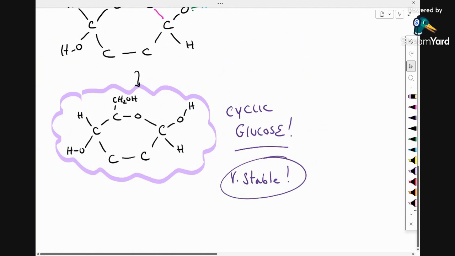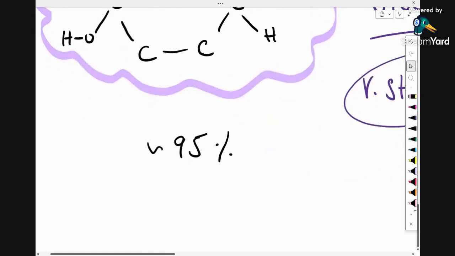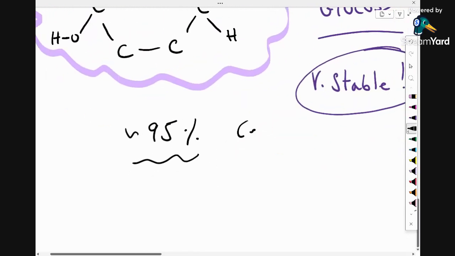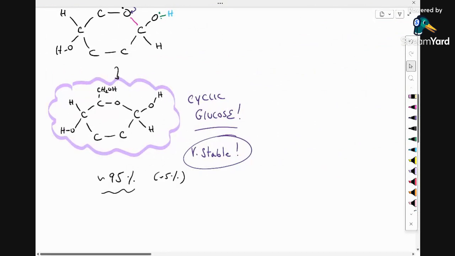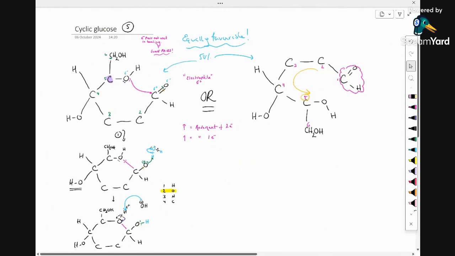And there is an equilibrium constant to this, which heavily favors the formation of cyclic glucose, such that around about 95% of glucose in your cells, in your body, exists as the cyclic form. The linear form, therefore, only exists about 5% of the time. And that's being slightly generous. It's probably more like 98% and 2%. But the point is, 95% of your glucose molecules exist like this. And this is why at GCSE we draw glucose as a hexagon, rather than that straight linear form, for example, up here.